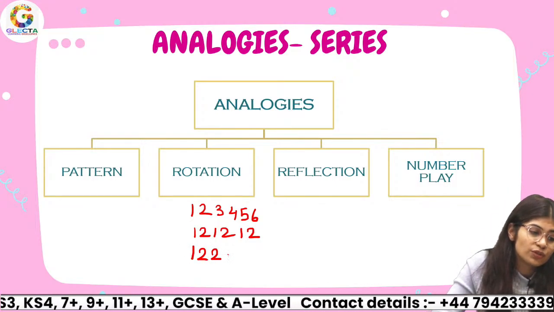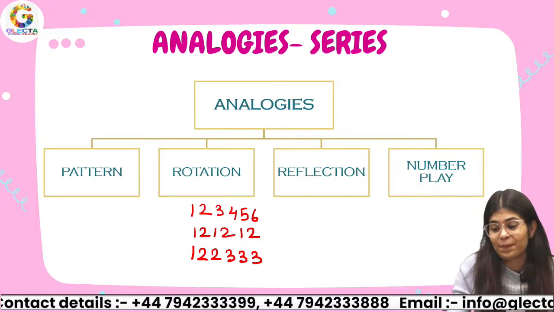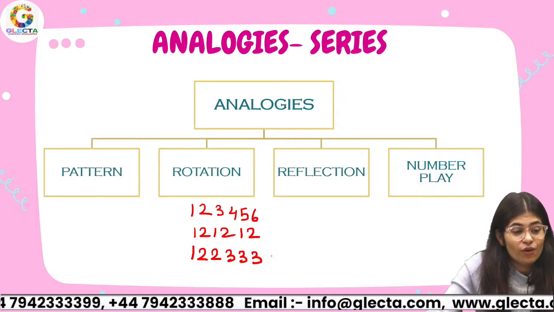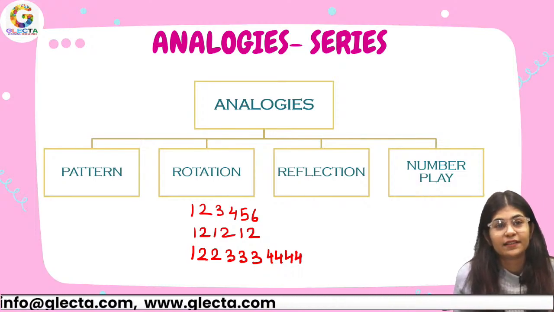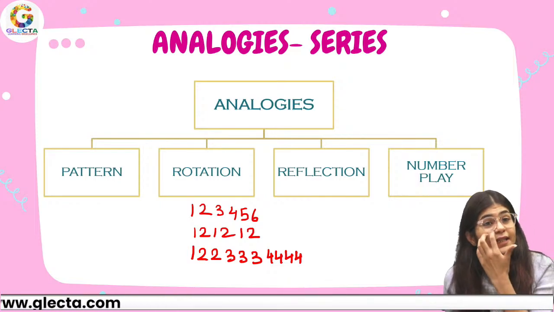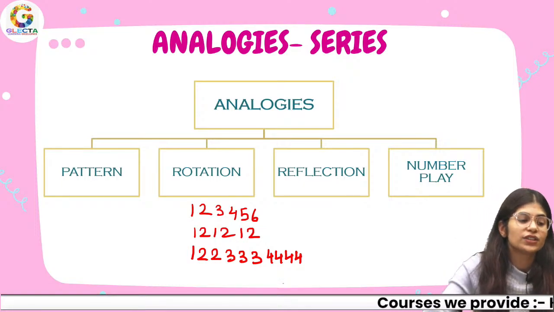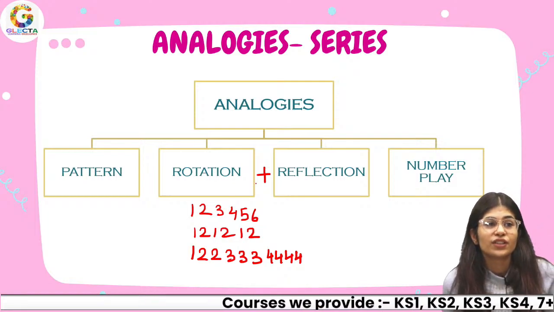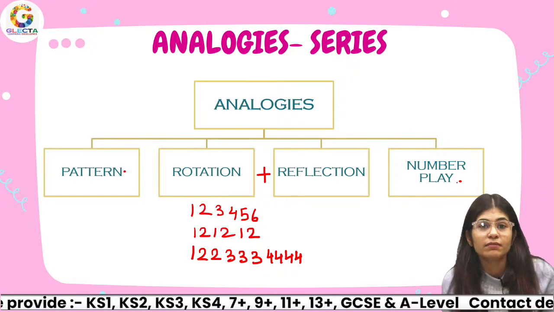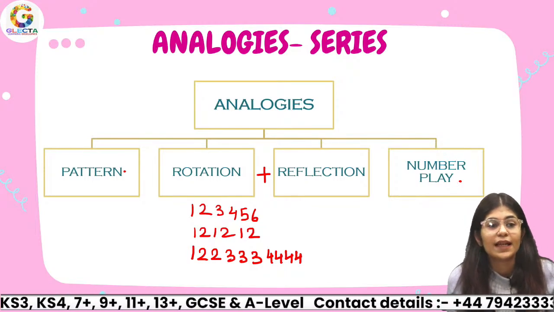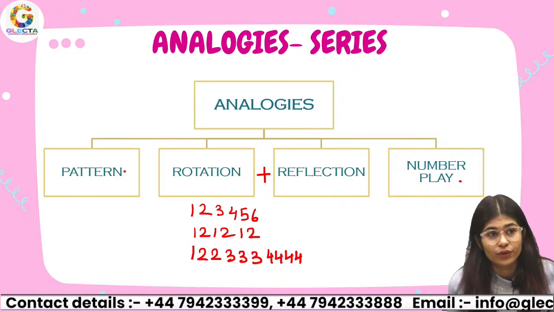times 1, 2 times 2, 3 times 3, and the next should be 4 times 4. Get it? Yes, Rosaline, it can be used in patterns as well. Number play is usually seen with patterns, like just how I told you, rotation and reflection can come as one question, and that is exactly why pattern can also come in a number play series. So it could be a pattern, but it has numbers involved. So you need to know what number will come next, and that is important. Make sense?